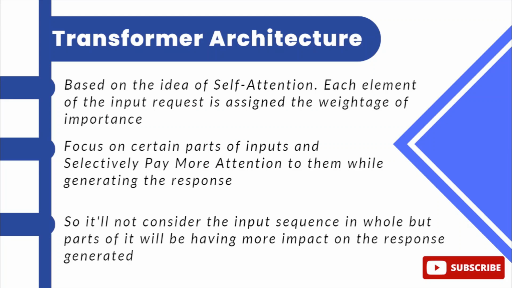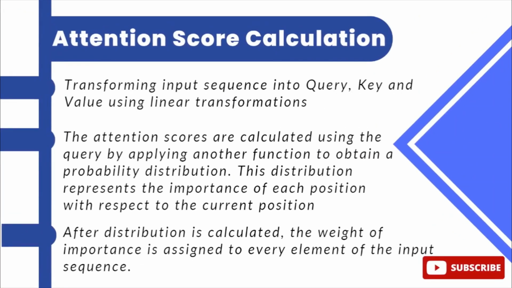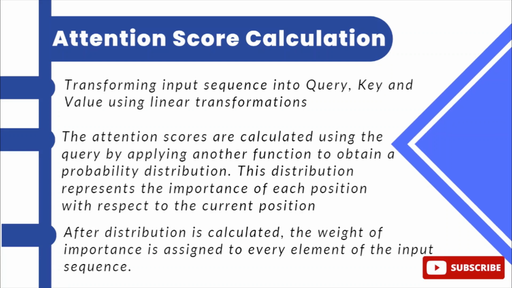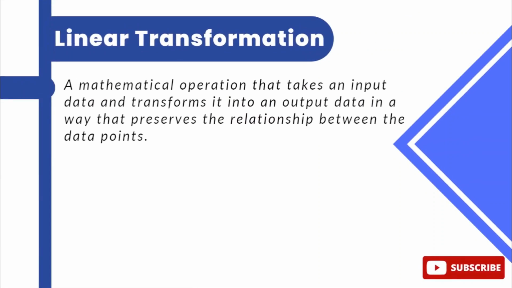As we have discussed, this model calculates the attention score of each position in the input. So how are these attention scores actually calculated? There are mainly three steps in that process. First one is transforming your input sequence into query, key and value using some linear transformations. Linear transformation is a mathematical term. Let's try to understand what exactly it means. We'll not go into much detail, but let's get an overview. A linear transformation is a mathematical operation that takes input data and transforms it into output data in such a way that it preserves the relationship between the data points.